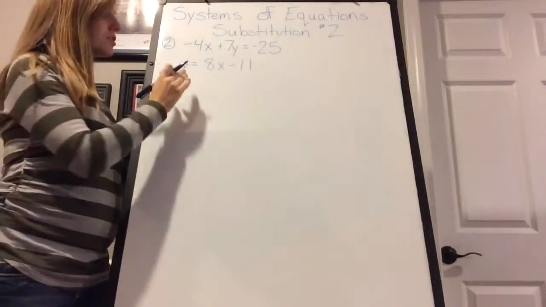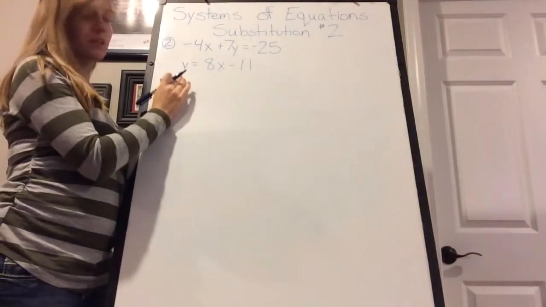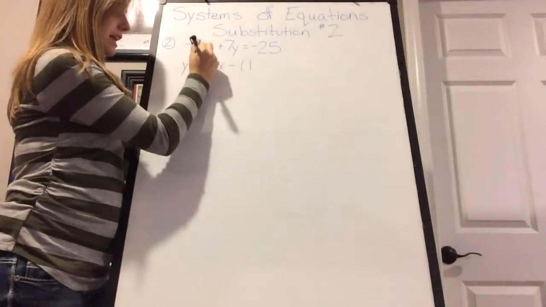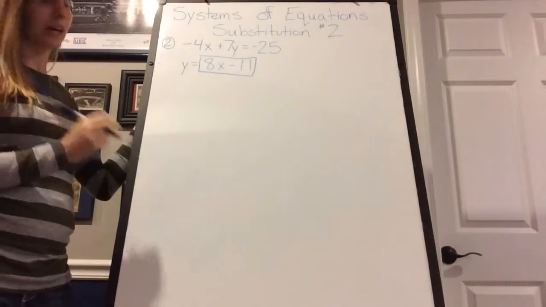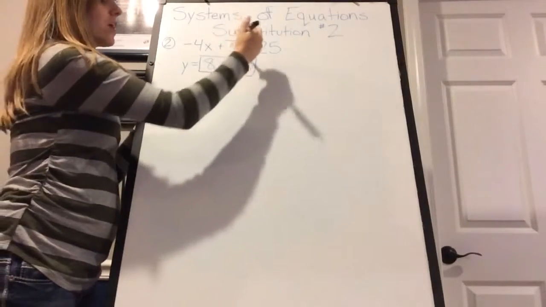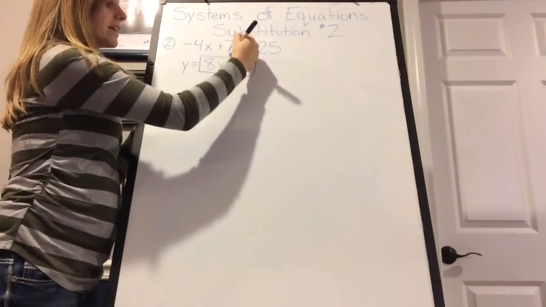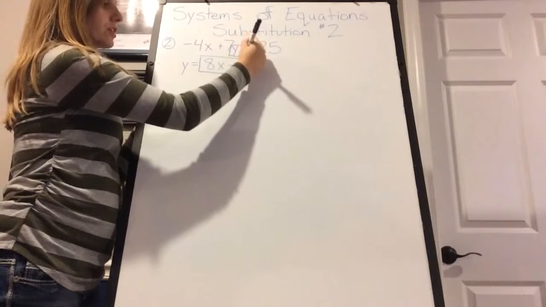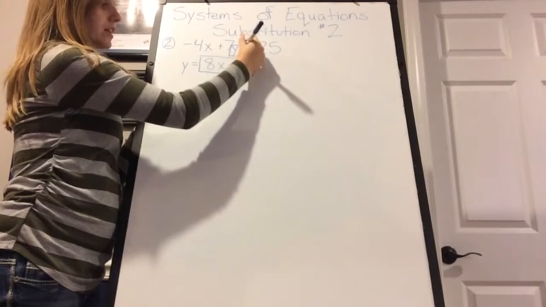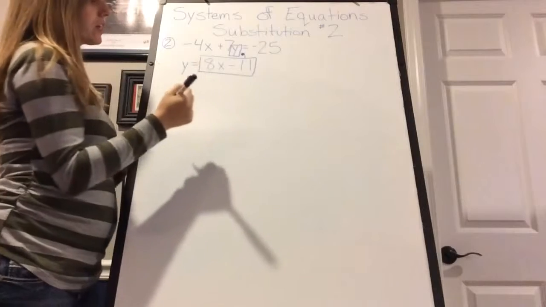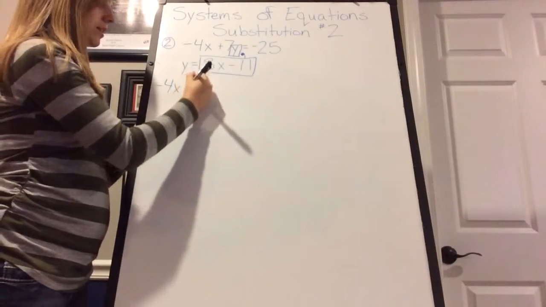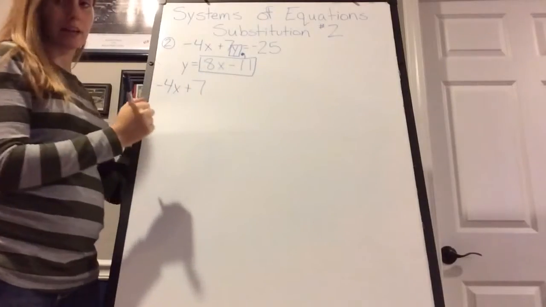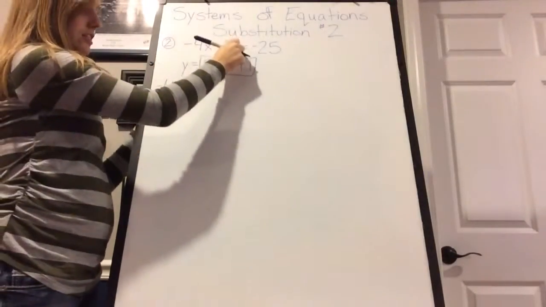That's okay. So go to where y is by itself, or y is solved for, and box in what it is equal to, the 8x minus 11. Okay, so 8x minus 11 will go in for y this time in the first equation. So that goes in right here. Okay, so the negative 4x stays the same. The plus 7 stays the same. The part that changes is that y.